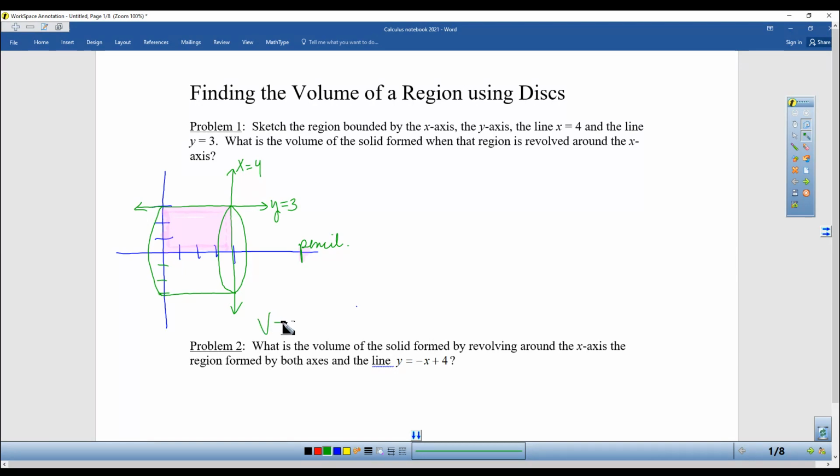We know that the volume of a cylinder is pi r squared h, which in this case, my radius is 3. And my height of my cylinder, you're having to look at it sideways, the cylinder is on its side, would be 4. So I know my answer is 36 pi.